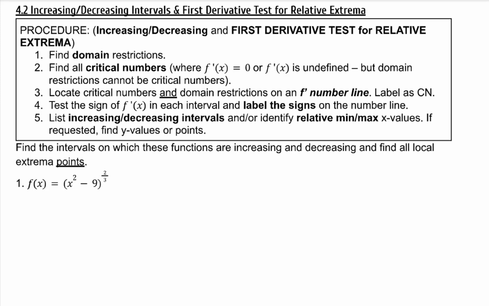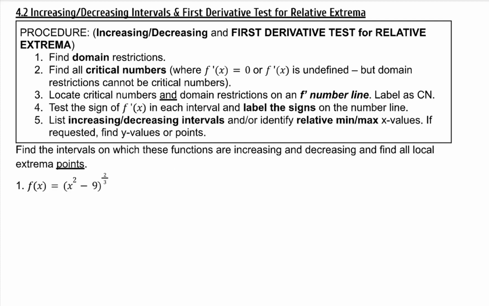To find the intervals on which a function is increasing or decreasing, we're going to use the first derivative test for relative extrema. First, we're going to find any domain restrictions, then any critical numbers, because that is where relative extrema happen. Then we're going to create an f prime number line where we will label the critical numbers and the domain restrictions, test the signs of f prime in each interval to figure out whether f is increasing or decreasing for those intervals. Number one is a cube root function.